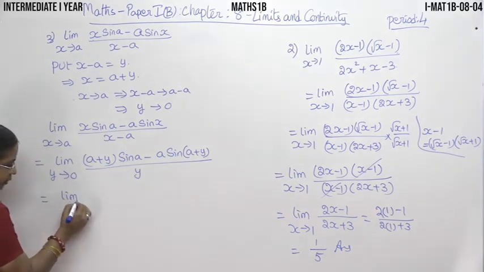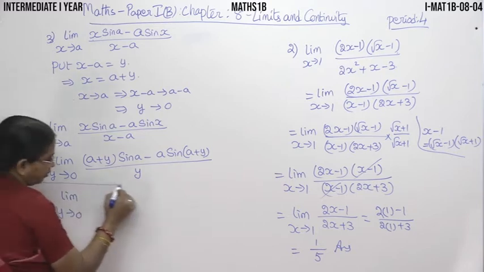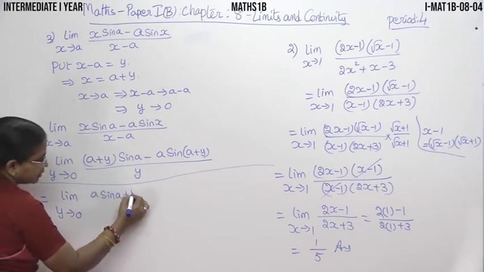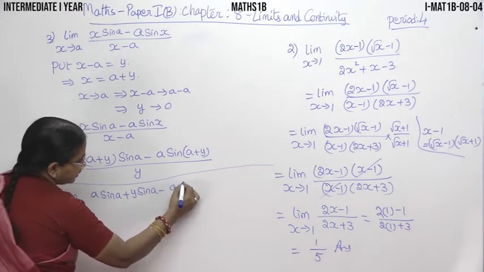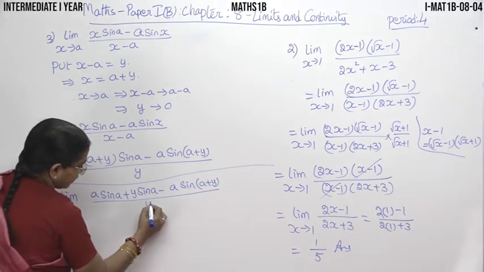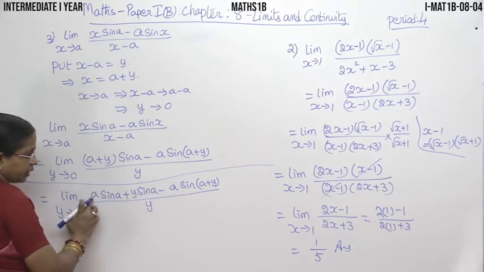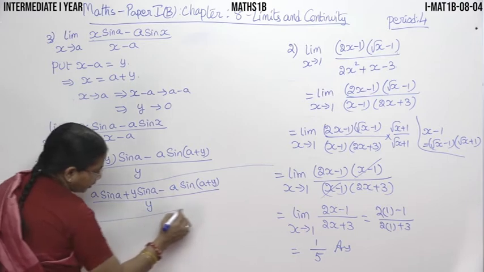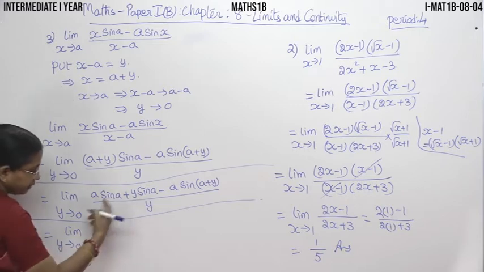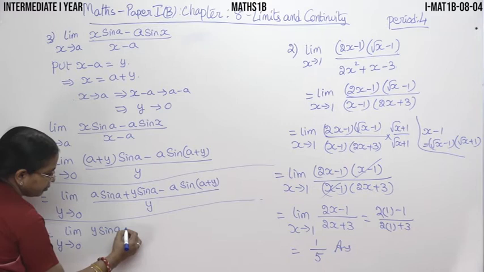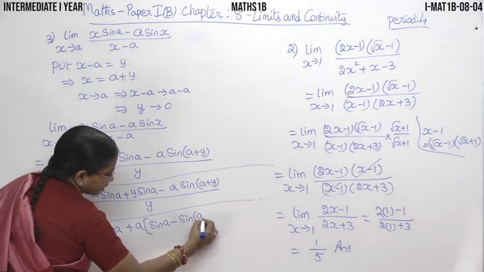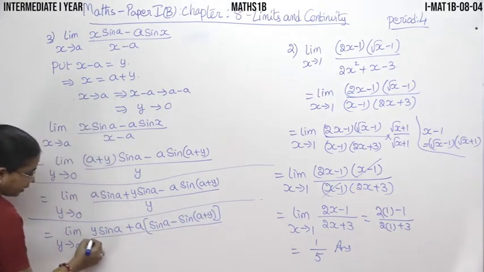So this is equal to limit y tending to 0 of (a sin a plus y sin a minus a sin(a plus y)) by y. Now you can see from these two you can take a common. So it is equal to limit y tending to 0 of y sin a, and then plus a common, then sin a minus sin(a plus y), by y.